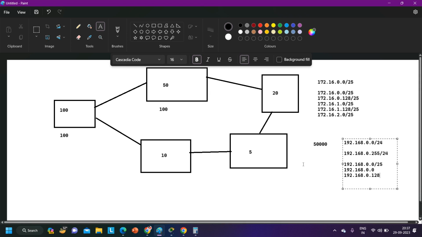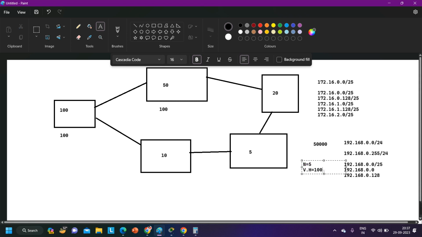Here the requirement is different: the number of networks should be 5 and valid hosts should be 100. This is your question actually. You need 5 subnets and 100 valid hosts in each network. Then can you use IP addresses from class C? The answer is no. Is it clear?